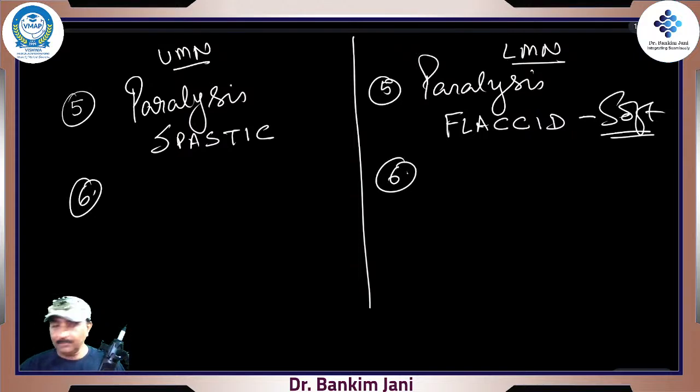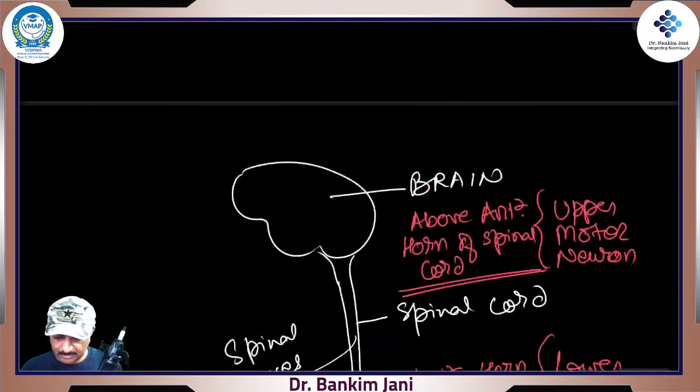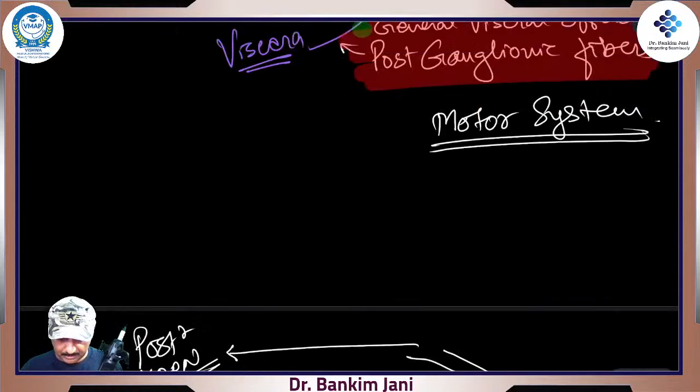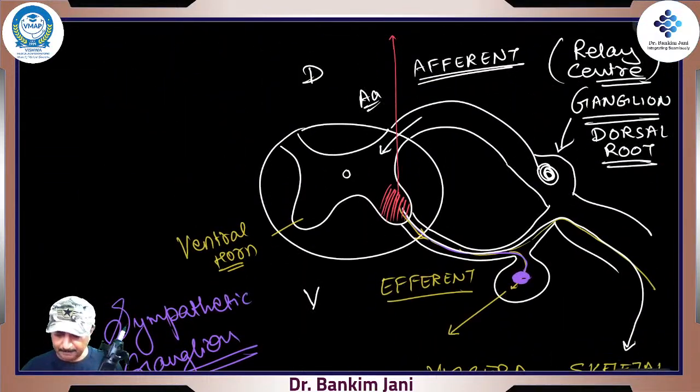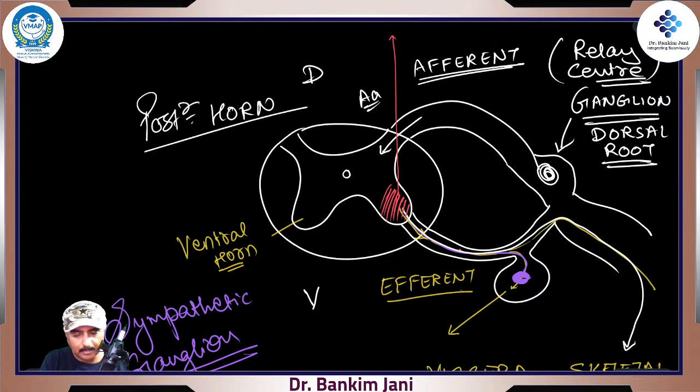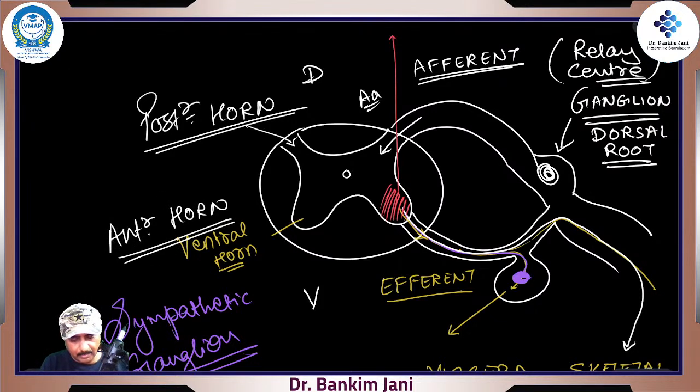Now see, when you'll be examining these patients, can you show the location of the anterior and posterior horn of the spinal cord again? Why not? Right? See, this is where it is here. This is the posterior horn, and this one is the anterior horn. Correct? This one is the anterior horn.